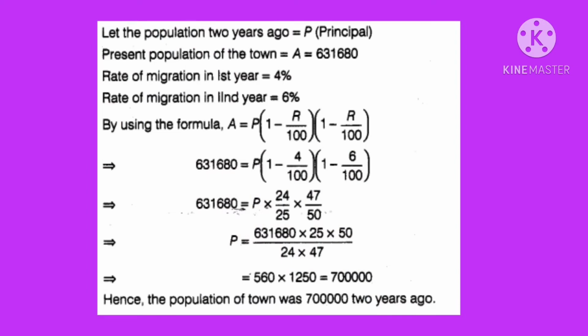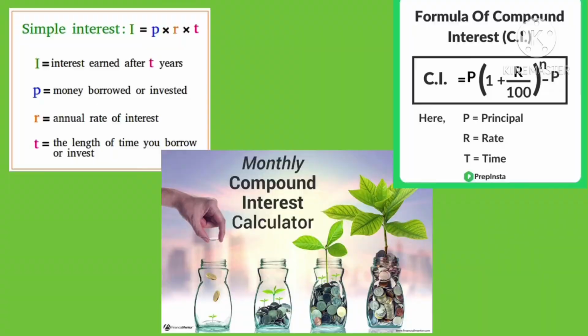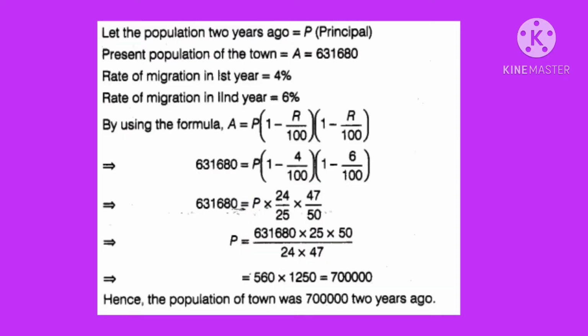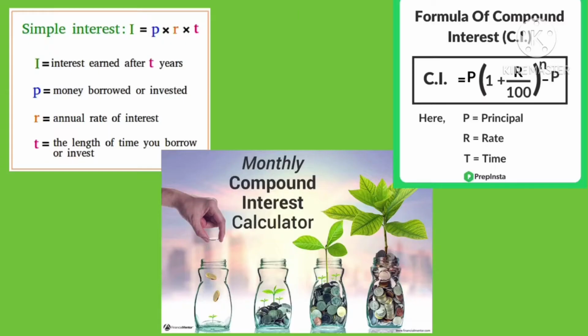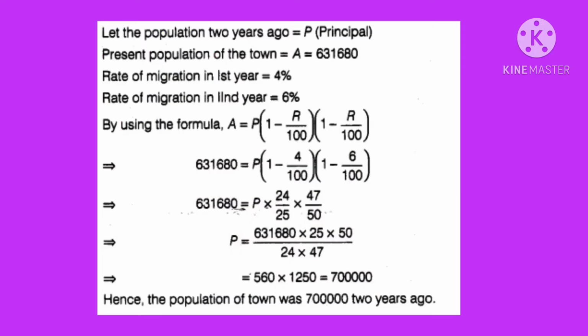Present population of the town is A, which is equal to 6,31,680, and the rate of migration is 4% in the first year and 6% in the second year, meaning people are moving to some other cities. So the population will be less now. So by using the formula P into 1 minus R upon 100, we get 6,31,680 equal to P into 1 minus 4 upon 100 into 1 minus 6 upon 100.